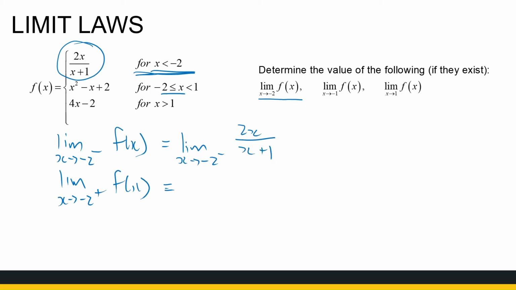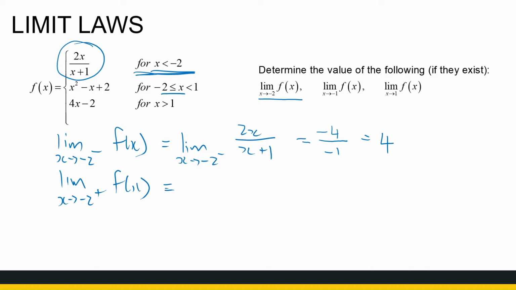Now we don't have the sketch with us, but we can use the limit laws and our algebraic properties to see what happens. As x approaches -2, I can simply substitute in, and I've got -4 over -1. So that's the value 4. So from the left, this function approaches the value 4 as x approaches -2.